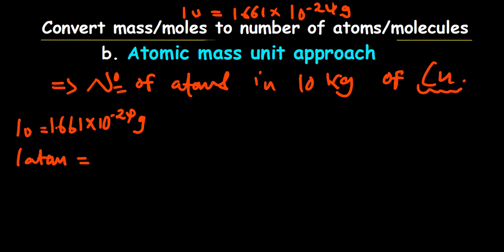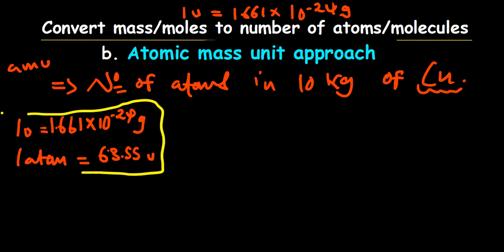Okay, that's what we said. So I'm going to write 63.55 U here. This U here, I said, is the same as atomic mass unit. So these are the two relationships that we are going to use in order to answer our questions. Okay, so now let's solve.